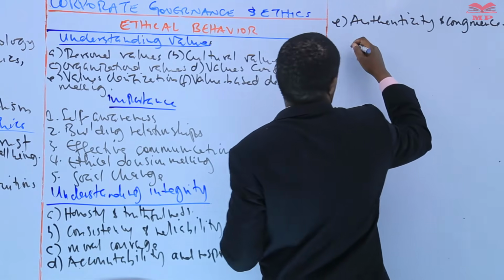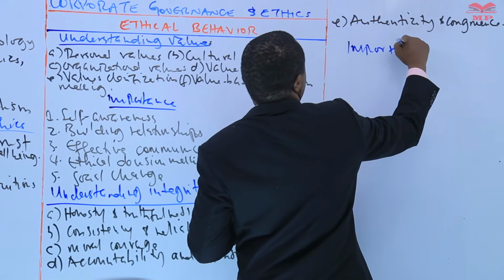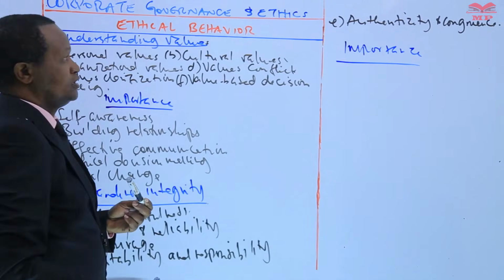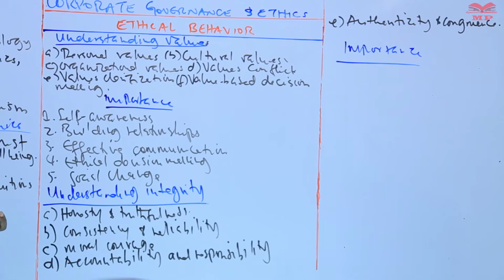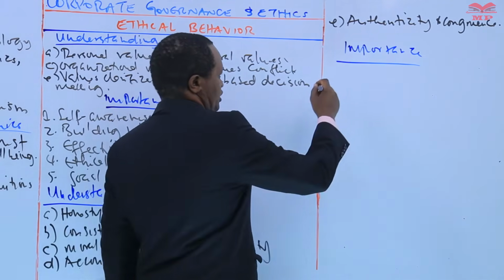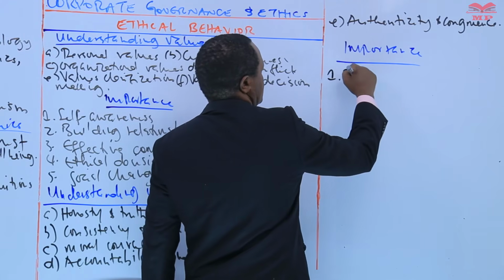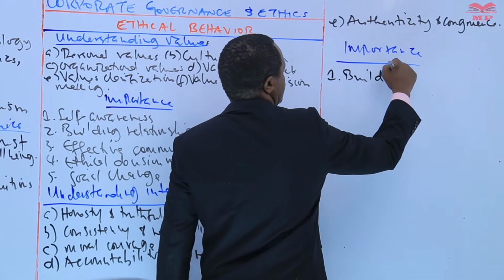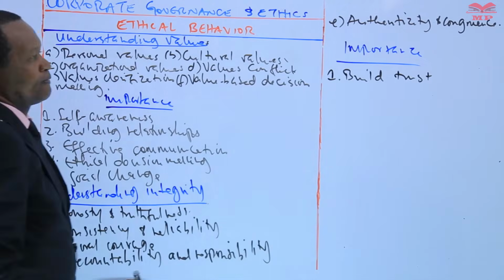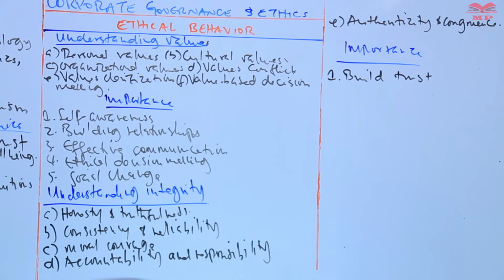Importance. Why is it important to understand integrity? 1, it helps to build trust. It helps in building trust. Right? Integrity is the foundation of trust.